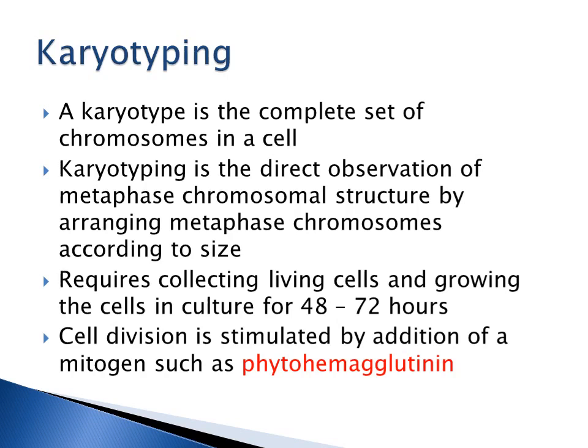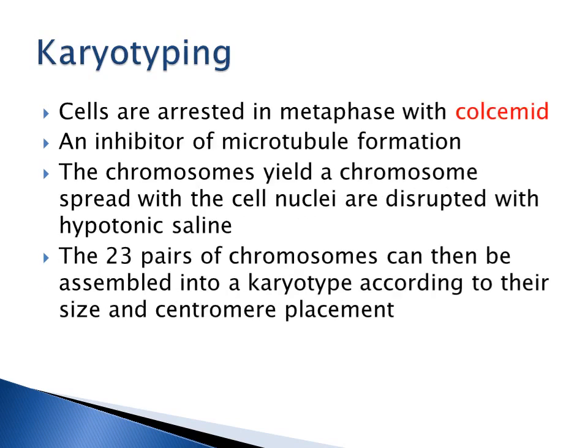So it requires collection of living cells, growing these cells in tissue culture for 48 to 72 hours. Then cell division is stimulated by adding a mitogen, such as phytohemagglutinin. Cells are then arrested in metaphase by adding colcemid, and this is an inhibitor of microtubule formation. So the chromosomes yield what's called a chromosome spread, where the cell nuclei are disrupted with a hypotonic saline, so they're broken open, and then the 23 pairs of chromosomes are assembled into the karyotype according to their size and centromere placement.